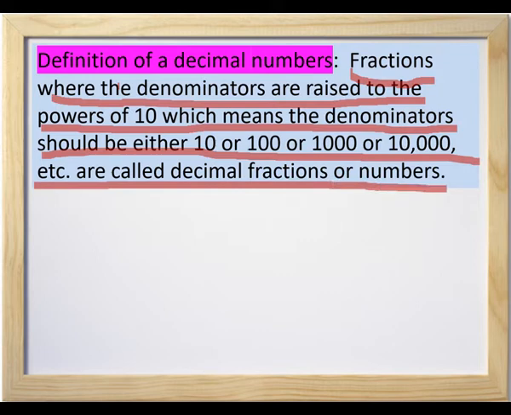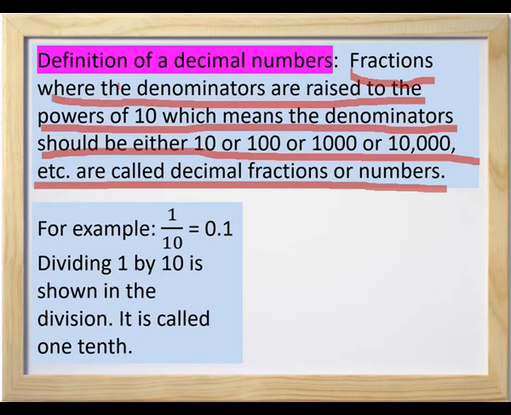What are they, children? Fractions where the denominators are raised to the powers of 10, which means the denominator should be either 10 or 100 or 1000 or 10,000, etc., are called decimal fractions or numbers. Understood, children? Now let us see an example.